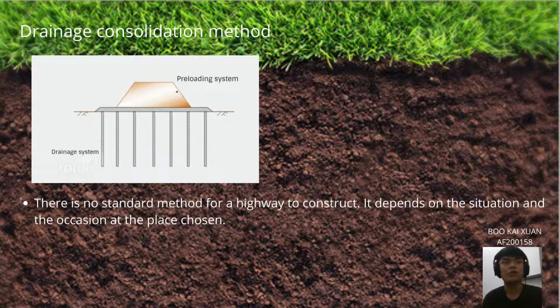In this method, a few drainage channels are set on the soft ground and an additional load is used to remove the excess water from the soil through the drainage to prevent soil settlement. In conclusion, there is no standard method for constructing a highway. It depends on the situation and occasion at the place chosen.